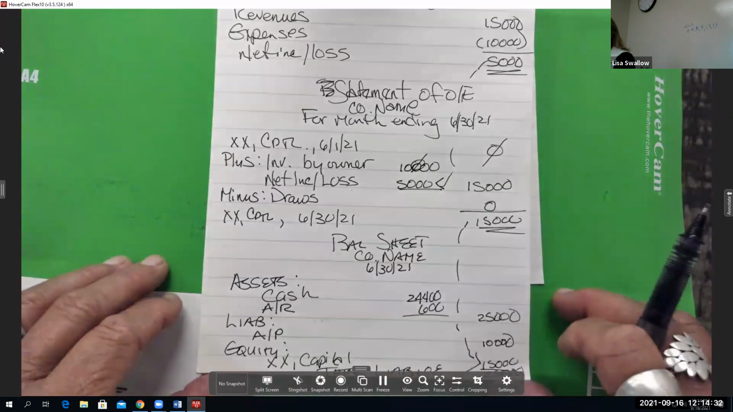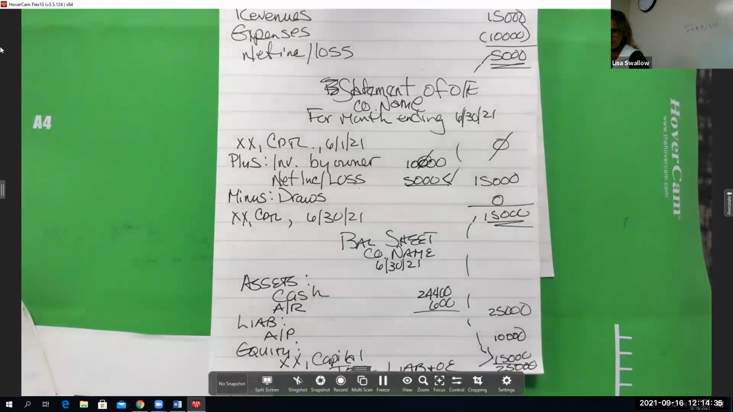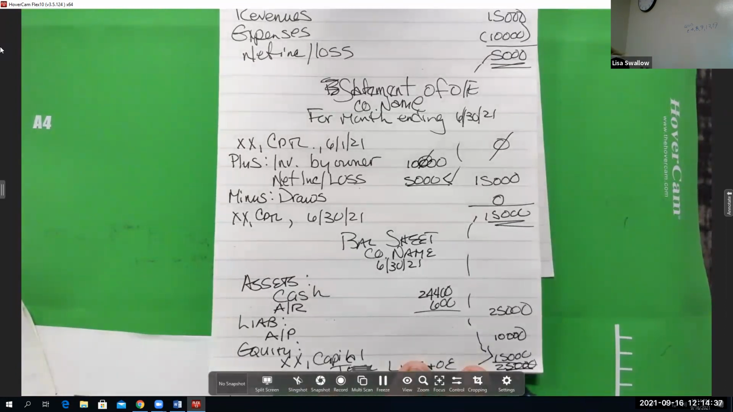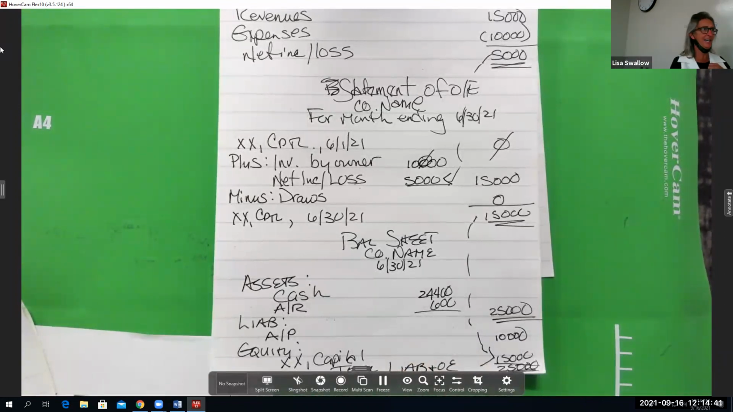And when I see that my 25 equals my 25, I'm running out of room, but I get to do my snappy little double underlining, which shows me, yay, I'm done.